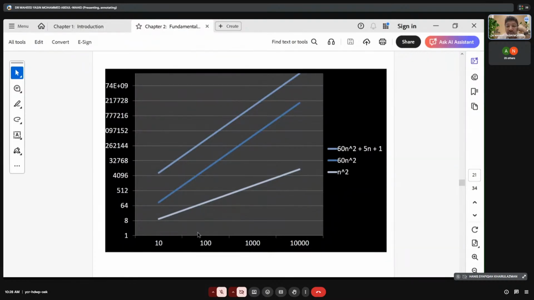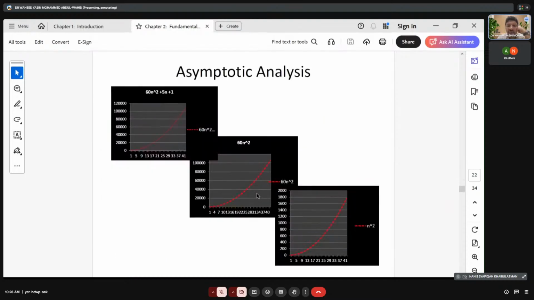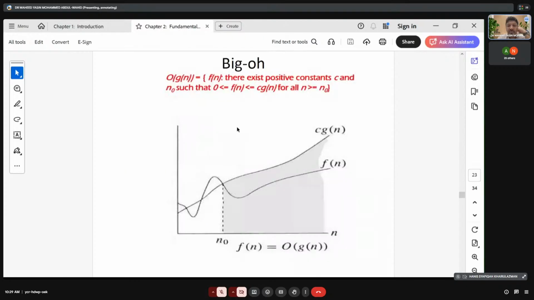So here we have n power 2, 60 n power 2, and 60 n power 2 plus 5n plus 1. This is the graph of this formula. This is the asymptotic analysis for n power 2, 60 n power 2, and 60 n power 2 plus 5n plus 1.